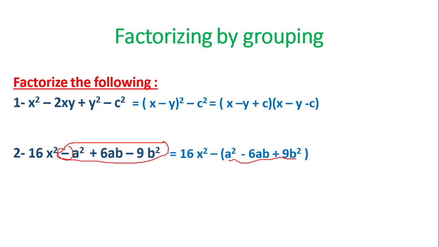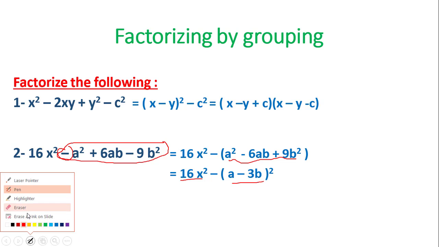The first is a perfect square and positive, the third is a perfect square and positive, and the middle here is 2 times root a power 2 times root 9b power 2. Root 9b power 2 is 3b, so I have 2 times a times 3b, which is 6ab. So I learned how to factorize this trinomial. This is a perfect square, it will be a minus 3b all power 2, and here I have 16x power 2. Now again I have a difference between two squares.